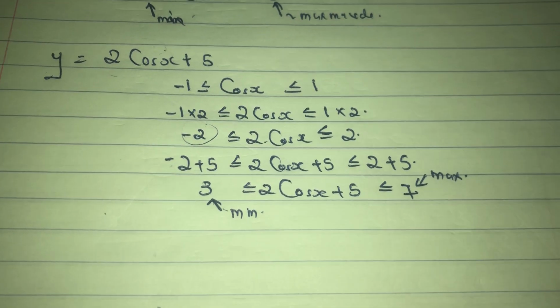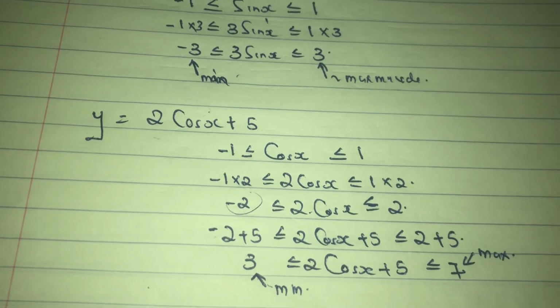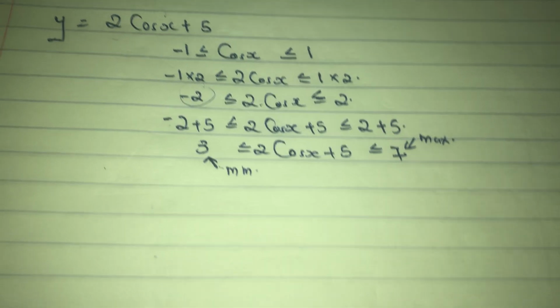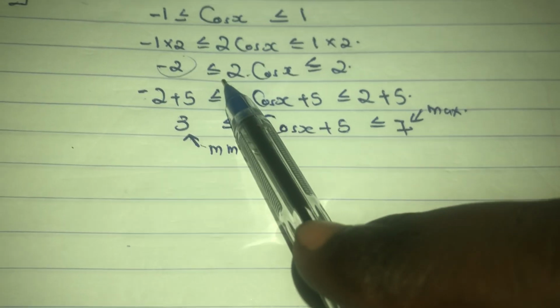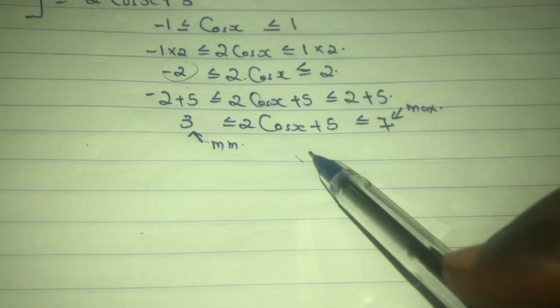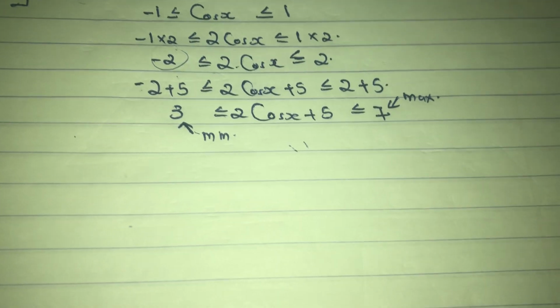I hope we are all together. So for that case, let us continue. This is how it's done. You first multiply throughout, you add or subtract, and then you get the answer.